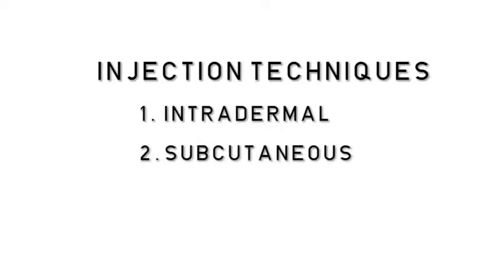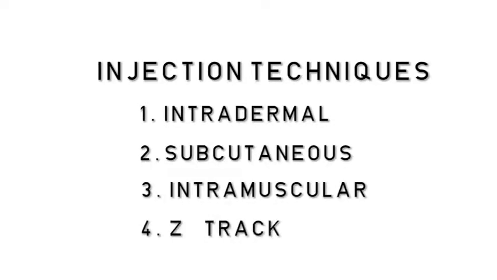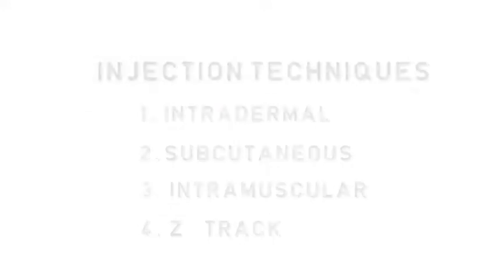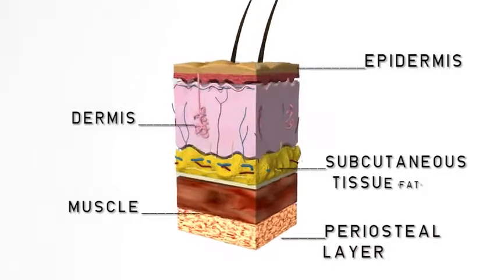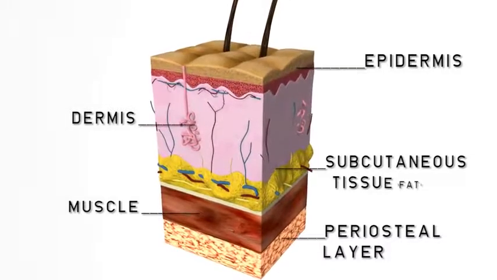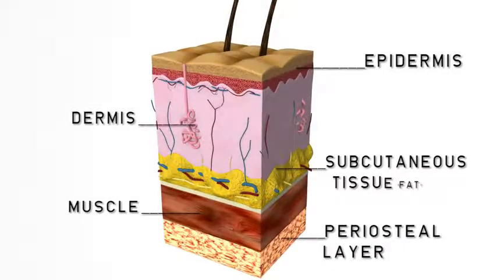Injection techniques. This tutorial will analyse the different injection techniques and how they are used. The injection techniques are divided into 4 routes: the intradermal, the subcutaneous, the intramuscular and the Z-track route. The nurse must be familiar with the location of the injection site in relation to the skin, as this knowledge is needed to ensure you administer the medication in the right area.